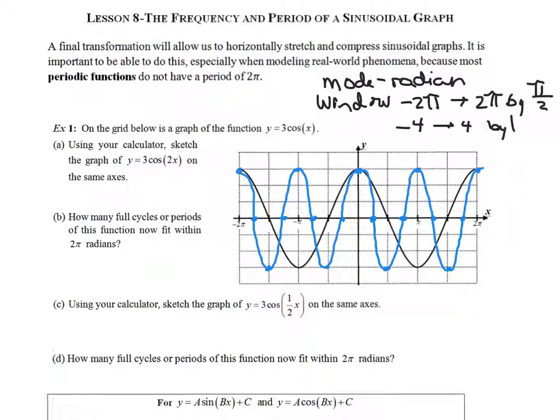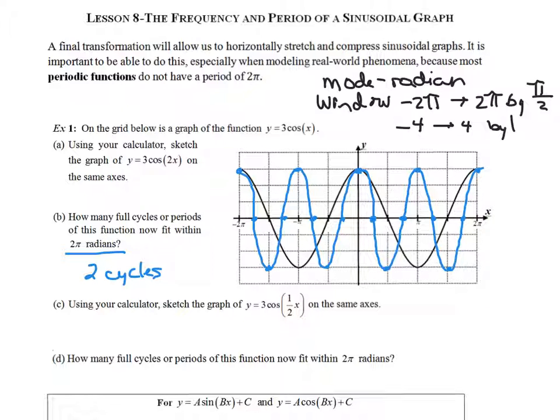Remember that our cosine pattern goes: start at 1, go to 0, then negative 1, then 0, and then back to 1. So if this one has an amplitude of 3, then I'm starting at 3, going to 0, going to negative 3, back to 0, and up to 3 again. So how many complete cycles do I have within 2 pi radians? That means that I'm only looking from 0 to 2 pi to count my cycles. And I see that there are 2 complete cycles of the cosine curve, 2 full patterns.